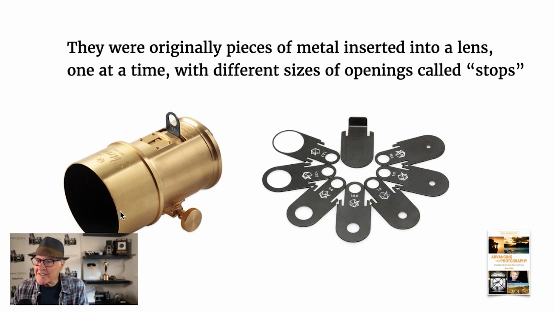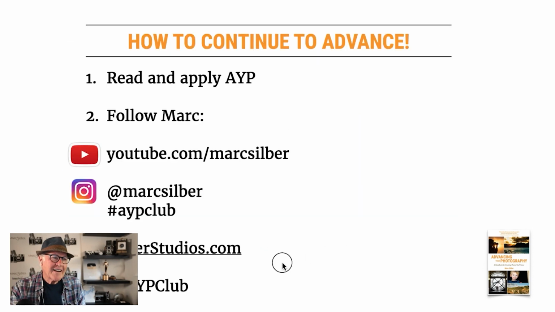Originally, there's a lens, and they were pieces of metal inserted into a lens one at a time with different size openings, called stops. See this? This is actually a modern lens, believe it or not. You can buy it on B&H, but it's a replica of a much older lens. And these are what the stops look like. So you would put them in and out, and they called them stops. Boom. That's why it's called F-stop. Pretty cool, right? So those are the components.